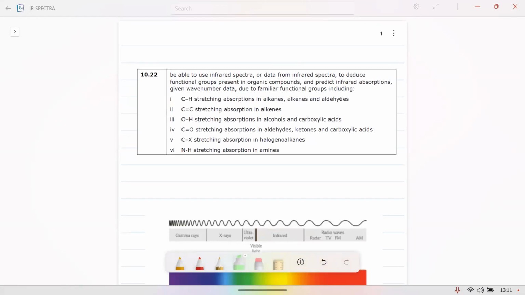So today we start with a new topic, that is IR spectrum. Now over here, according to your specification, you should be able to use the infrared spectra or the data that is given to deduce the functional group present in an organic compound, or you should be able to predict infrared absorptions if the wave number data are given for functional groups which are familiar to you.